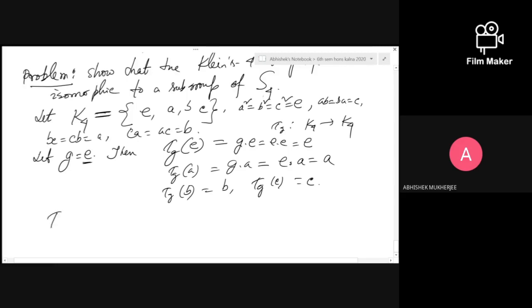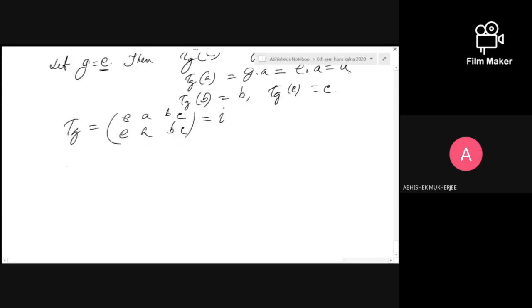So tau G can be represented as the permutation of a symmetric group of order 4. That is the permutation on a group of 4 elements, and the 4 elements are E, A, B, C. So E goes to E, A goes to A, B goes to B, C goes to C. Now what is the permutation? This is the identity permutation, I.